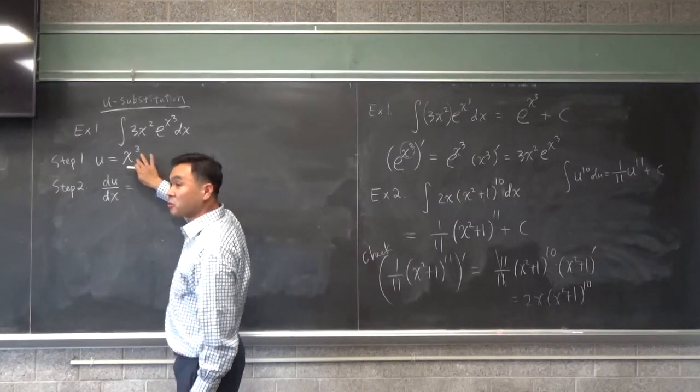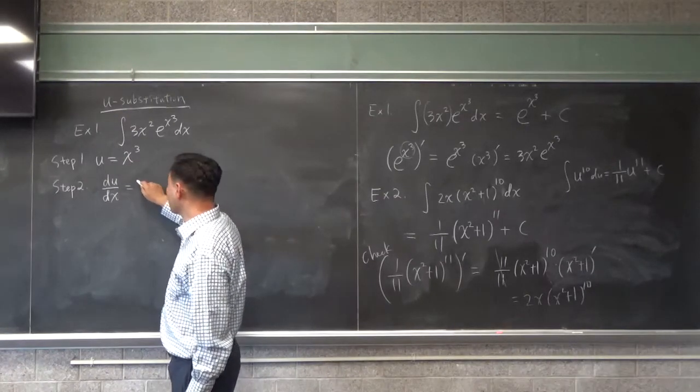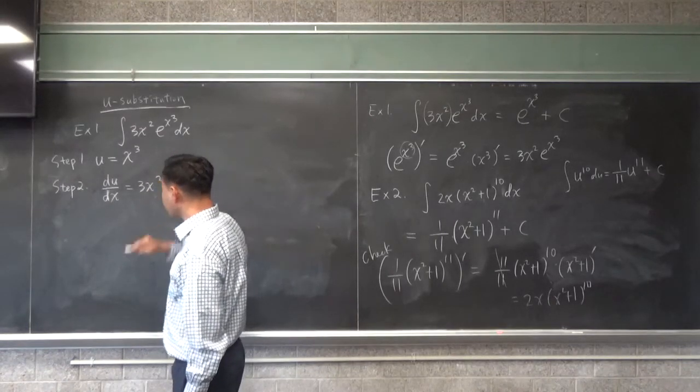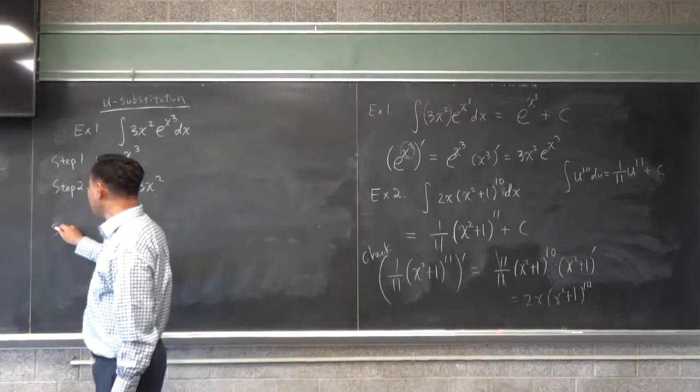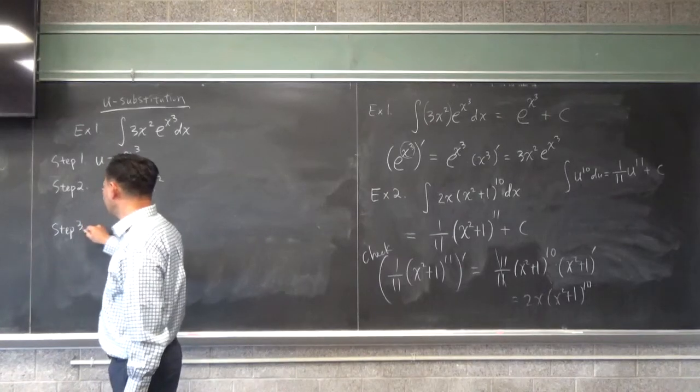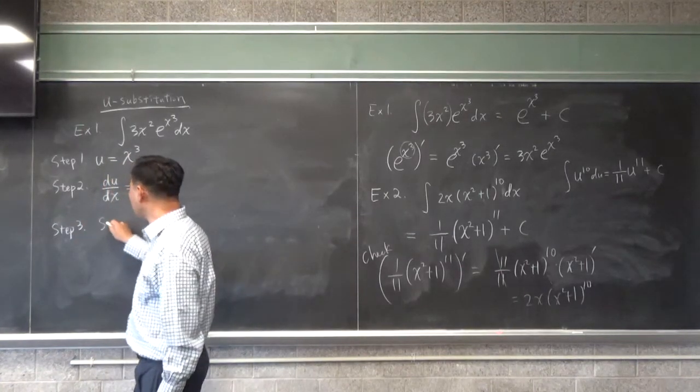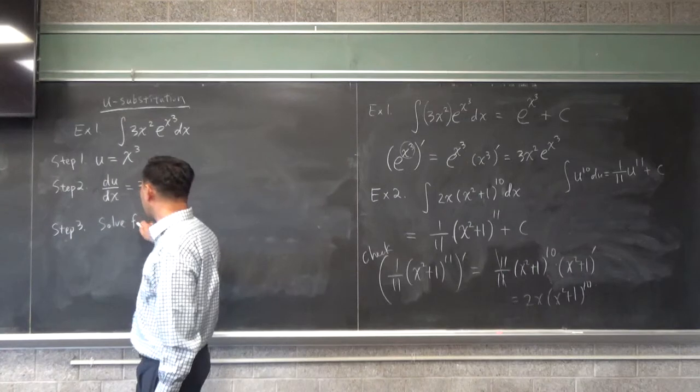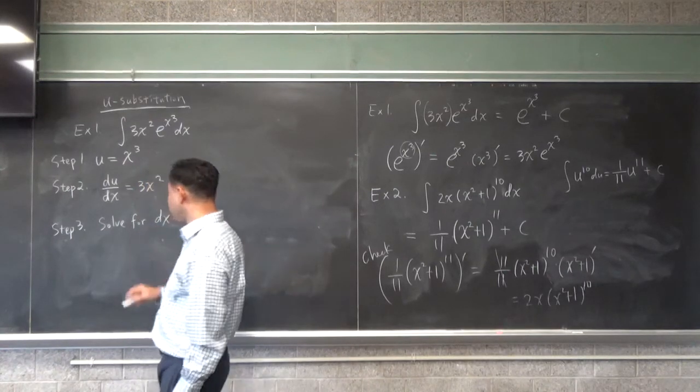What is the derivative of the right side? 3x squared. And then step 3, what you want to do is solve for dx.